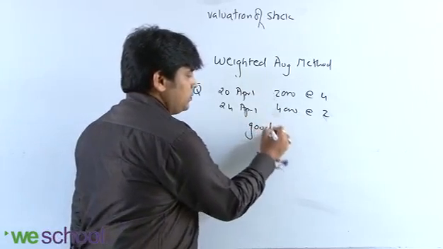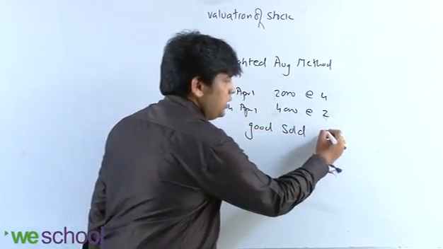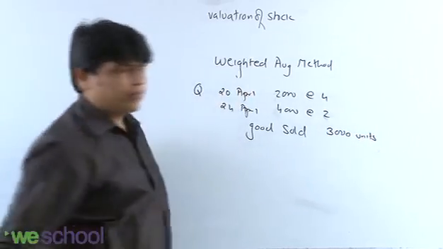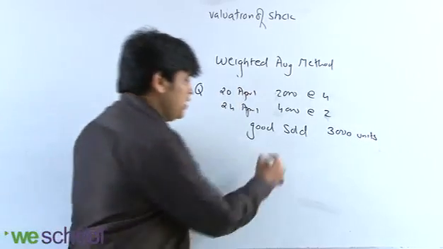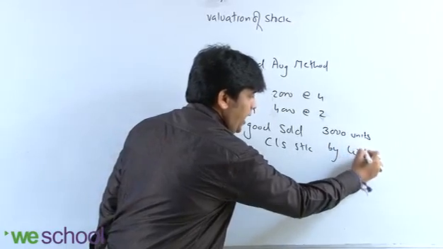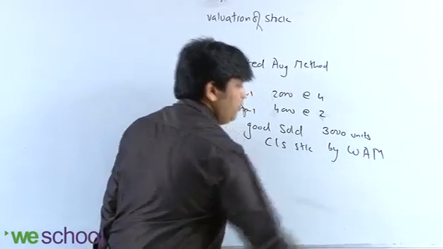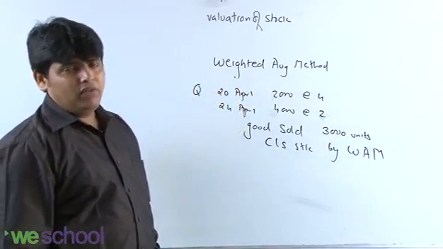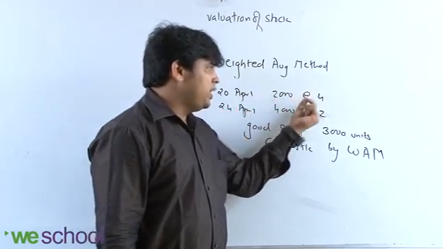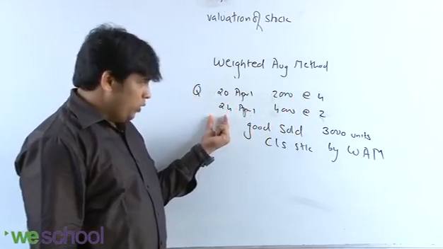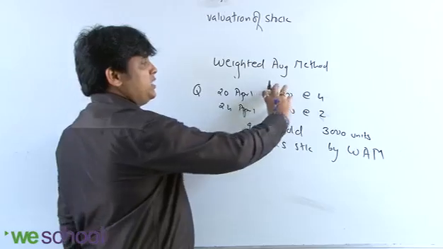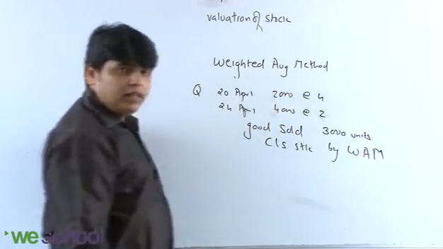Goods sold is 3000 units. What is the value of closing stock by weighted average method? We call it the VAM method. So the question is: 20th April 2000 units at the rate of 4. On 24th April 4000 units at the rate of 2. So out of that 6000 stock I sold 3000 units.